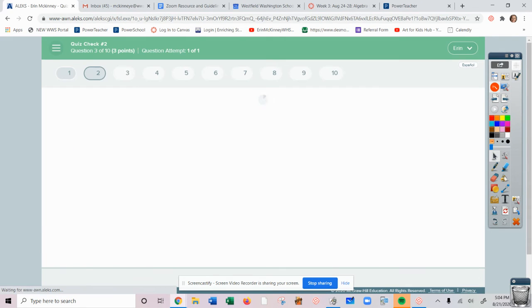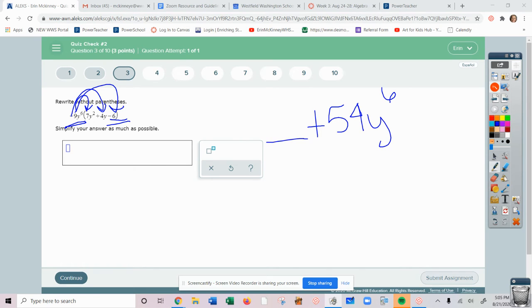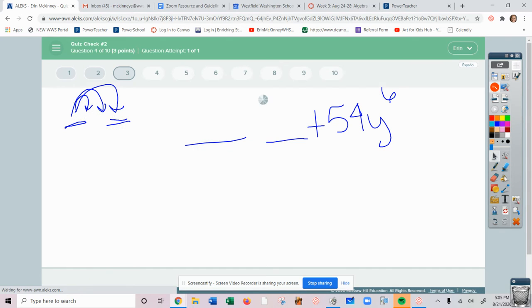Take a look at number 3. Number 3 is also the distributive property. So it's the exact same idea as the last problem we did. We just need to make sure that we're doing it 1, 2, 3 times. And remember, when we take this negative 9y to the 6 times negative 6, that y to the 6 still comes along with it. Okay, so that negative y to the 6 times negative 6 will give us a positive 54, and that y to the 6 is still with it. So you'll have to get the two numbers that go in front of it, but that's what we do on that one.